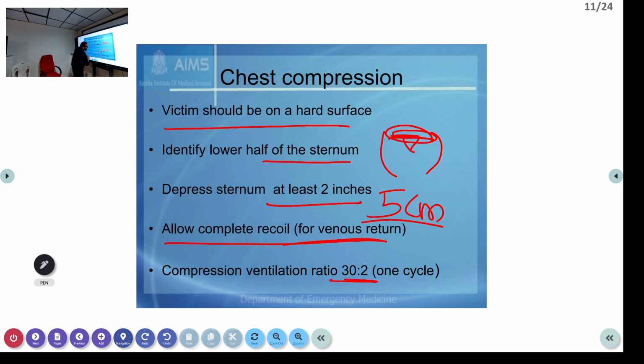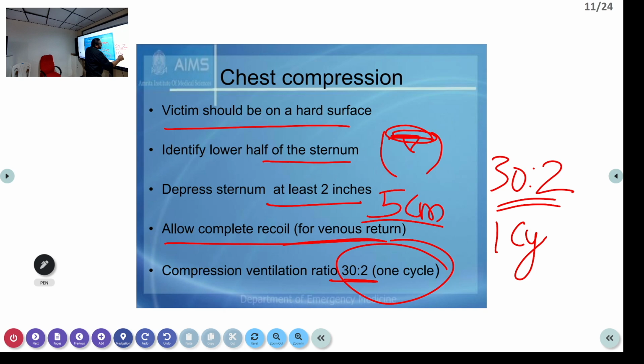And you have to go with a compression ratio of 30:2, and 30:2 is one cycle of CPR. Remember that 30 compressions followed by 2 rescue breaths is what is called one cycle of CPR. So you have to remember, one cycle of CPR means 30:2 is the compression ventilation ratio.